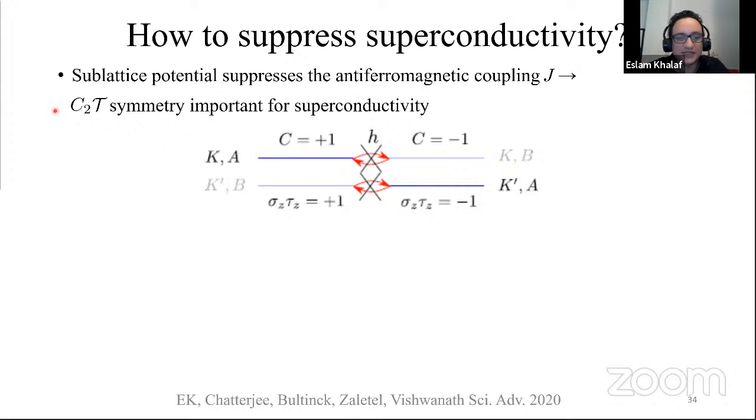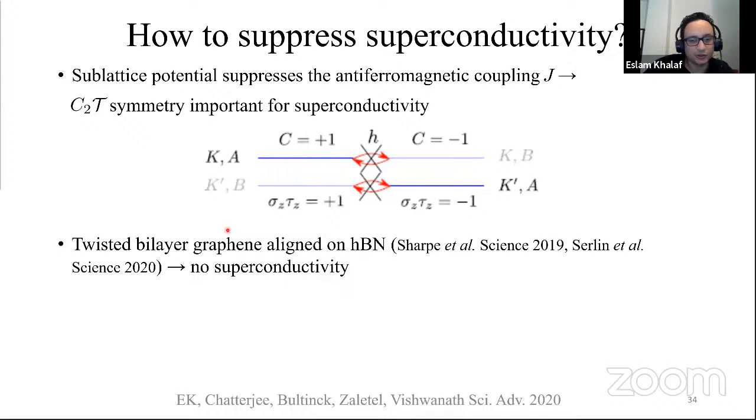And experimentally, this can be done by aligning the twisted bilayer graphene on top of a hexagonal boron nitride substrate. This hexagonal boron nitride is a material that has roughly the same honeycomb lattice as graphene. But instead of just having carbon atoms on both A and B sublattices, here you have boron atoms on A and nitrogen atoms on B. So A and B sublattices are very different. So it introduces a potential that distinguishes A from B, which breaks this twofold rotation symmetry.